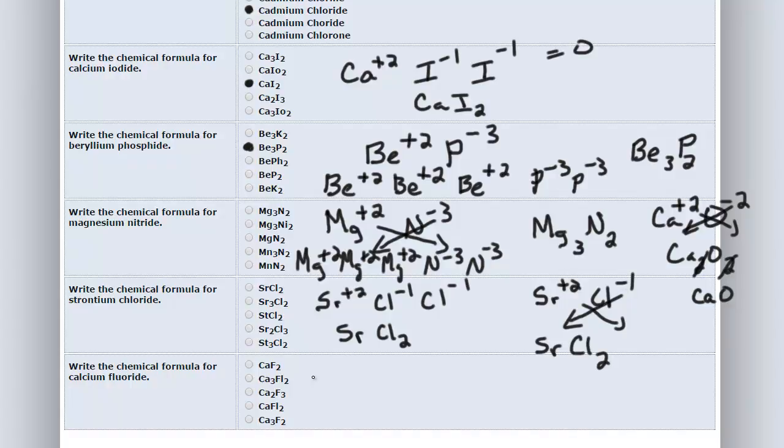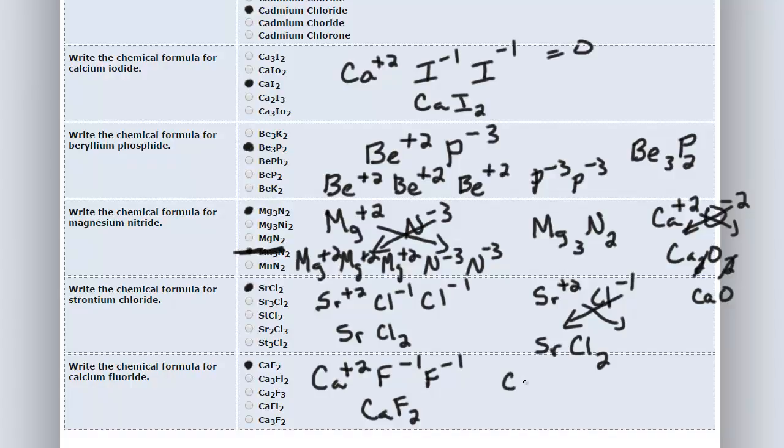Write the formula for calcium fluoride. Calcium is a +2 and fluoride is a -1. So for calcium fluoride, we're going to need 1 calcium and 2 fluorides. So we'll get CaF2. All right, +2 -1 -1 is 0. So calcium fluoride is CaF2. And look at that, I didn't even fill in these up here. Mg3N2, and SrCl2, and CaF2.